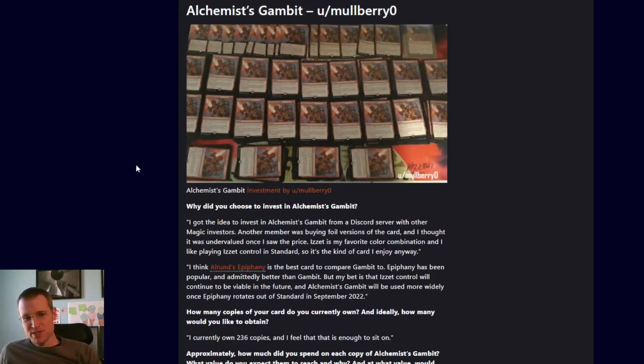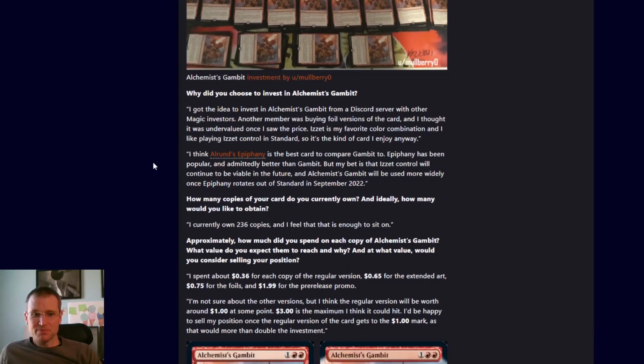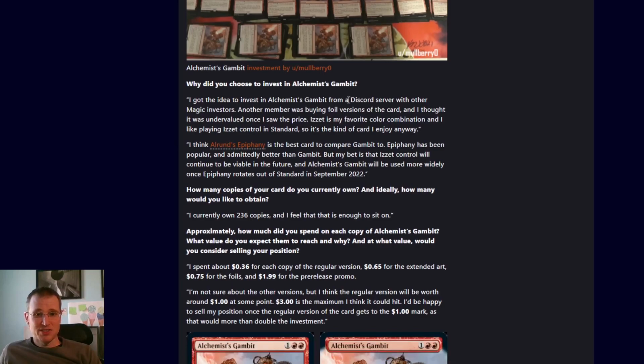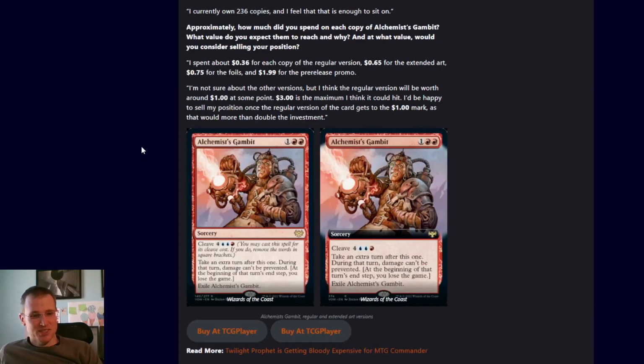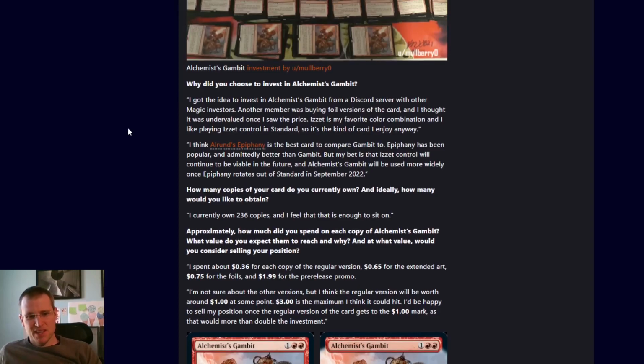And the third one, Alchemist's Gambit. He said he got the idea from a Discord server with other Magic investors. Man, I can't even imagine. And I looked at the card, and it was like Time Warp, the one from Tempest. It was like Time Warp plus Final Fortune, only much worse. And so he says he bought 236 copies.